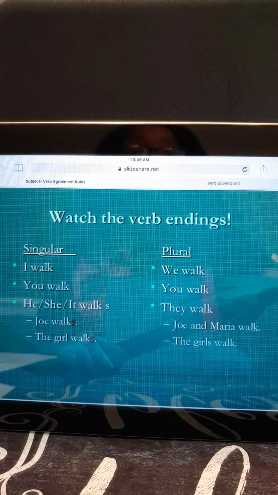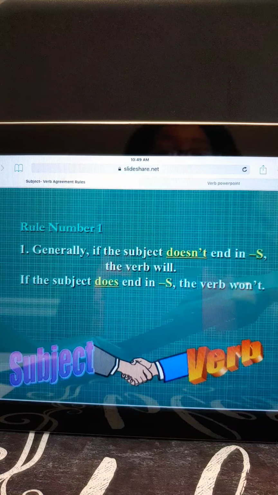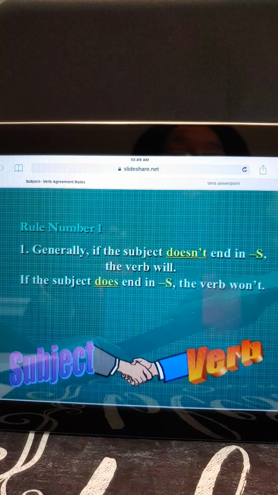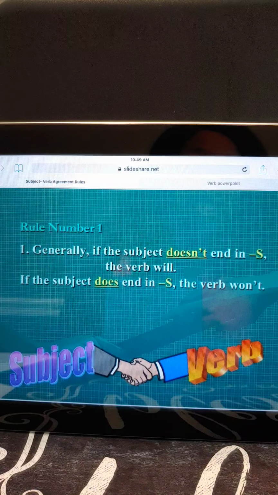All right. I'm going to skip over some of this. All right, rule number 1. Generally, if the subject doesn't end in s, the verb will, okay? So if the subject is not ending in s, the verb will. If the subject does end in s, the verb won't. So it's very simple to remember that. That's just rule 1. Subject ends in s, the verb will not. The subject doesn't end in s, the verb will, okay?